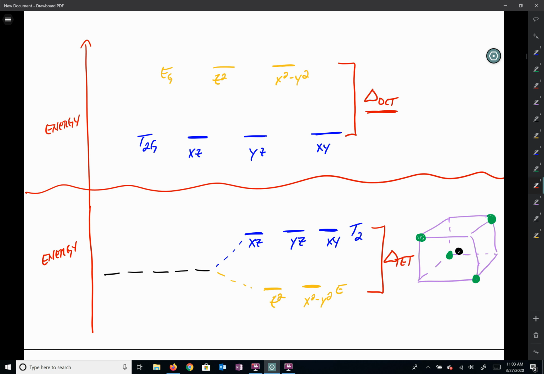But here's the very, very brief introduction to crystal field theory, and we're going to expand upon this in the next set of lectures when we talk about ligand field theory and all this other kind of stuff, okay?